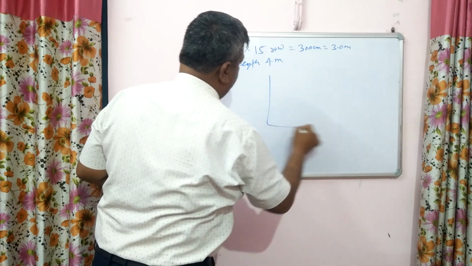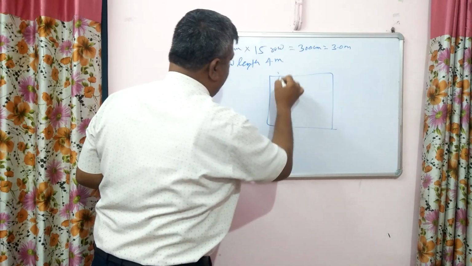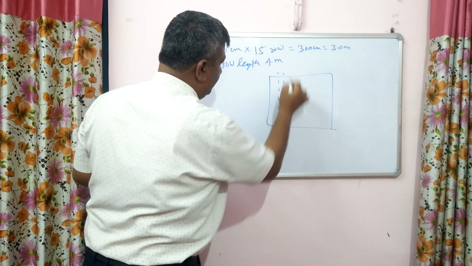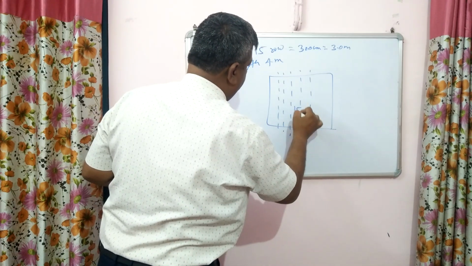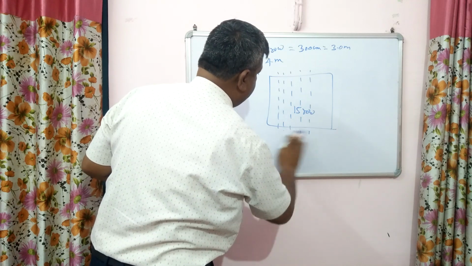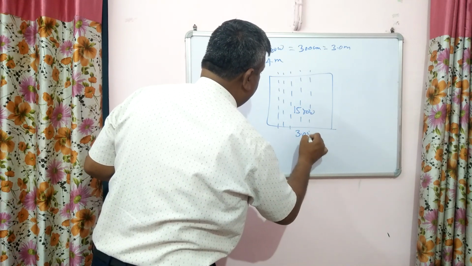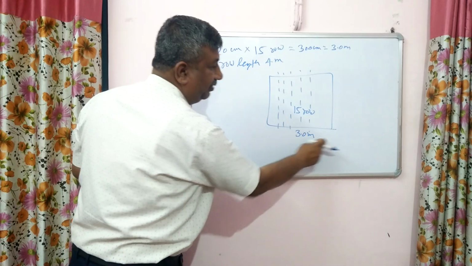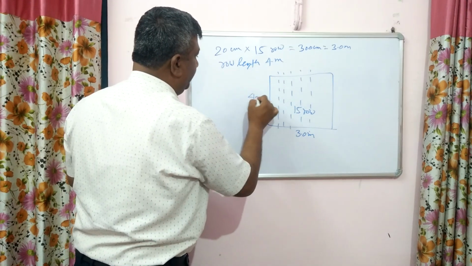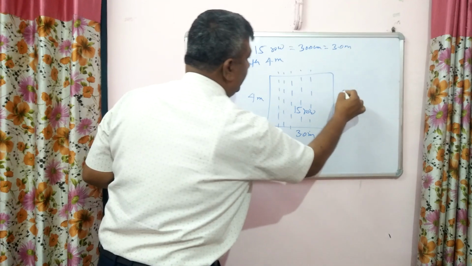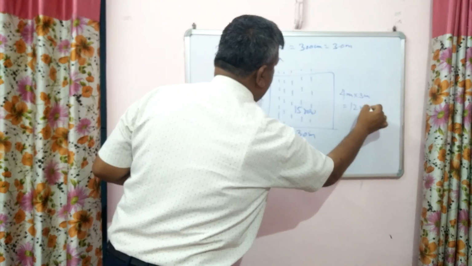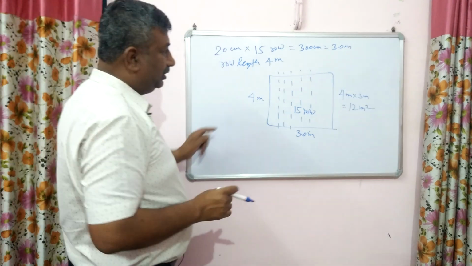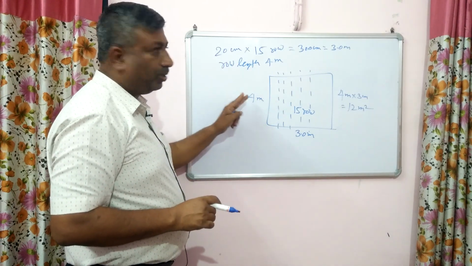So if sowing is done in this manner, 15 rows are sown, and this is 3 meter. So this is the width 3 meter and row length is given 4 meter. Now the gross plot area is 4 meter into 3 meter, that is 12 square meter area. So this is the calculation way. This is the gross plot area.